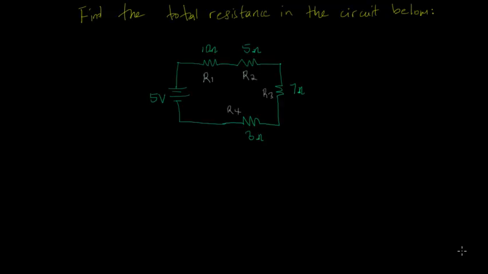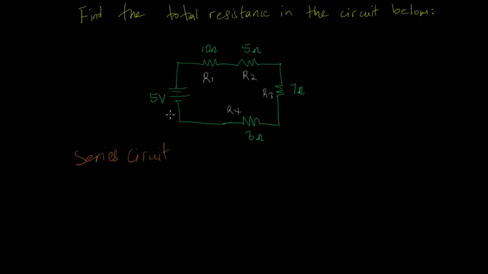Okay, so this is our circuit, and we're asked to find the total resistance in the circuit. So if we look at our circuit, we have a 5-volt source, and we have 4 resistors, R1, R2, R3, and R4, right? And they have their respective resistance. Now, if we look at this circuit closely, we'll see that this is a series circuit, right? So we can make a note that we're working with a series circuit.